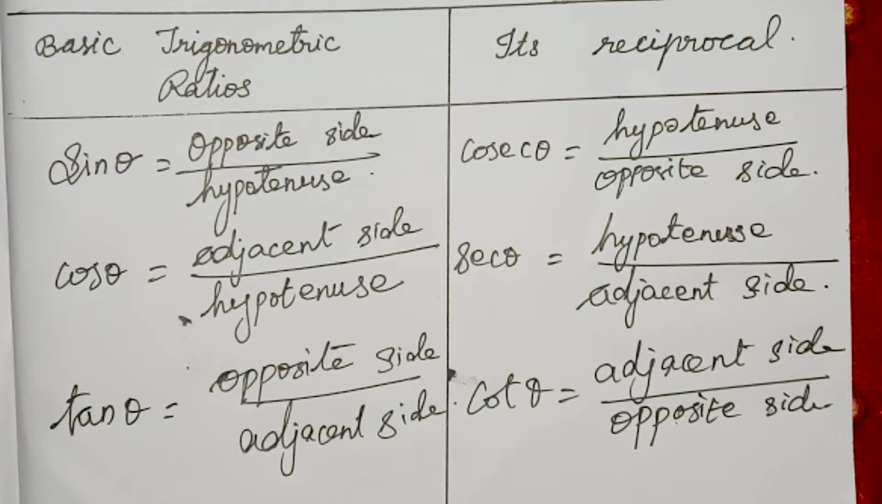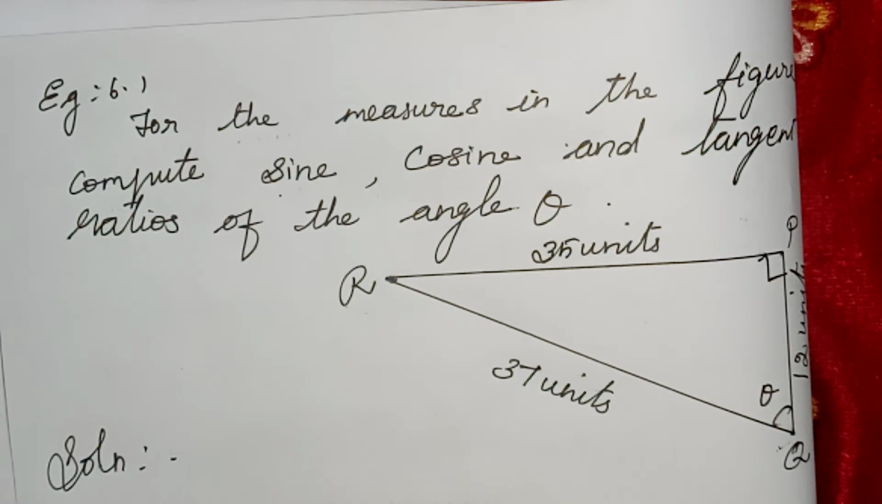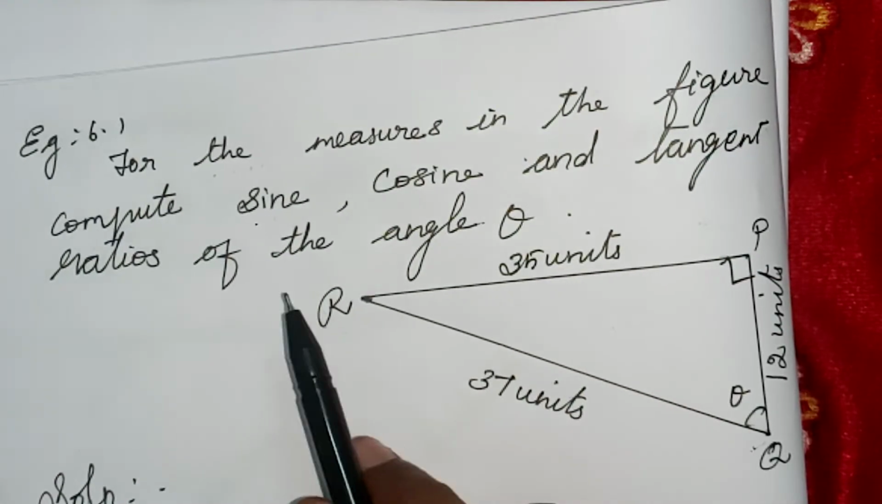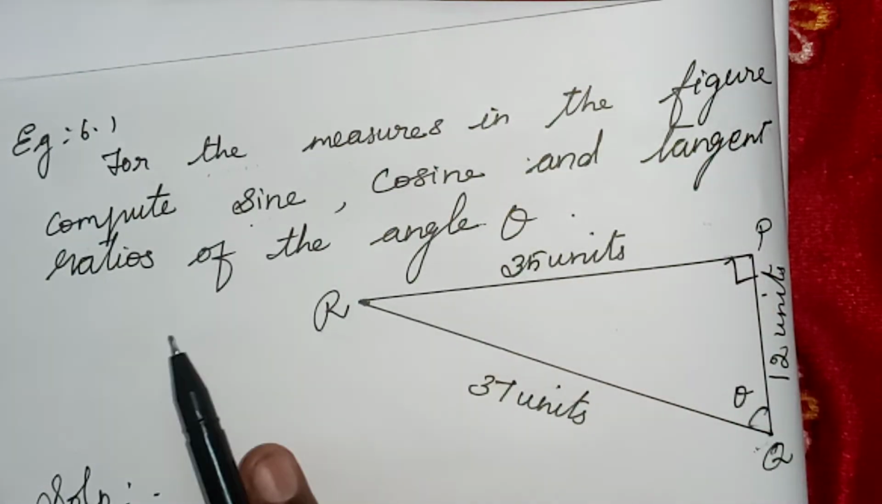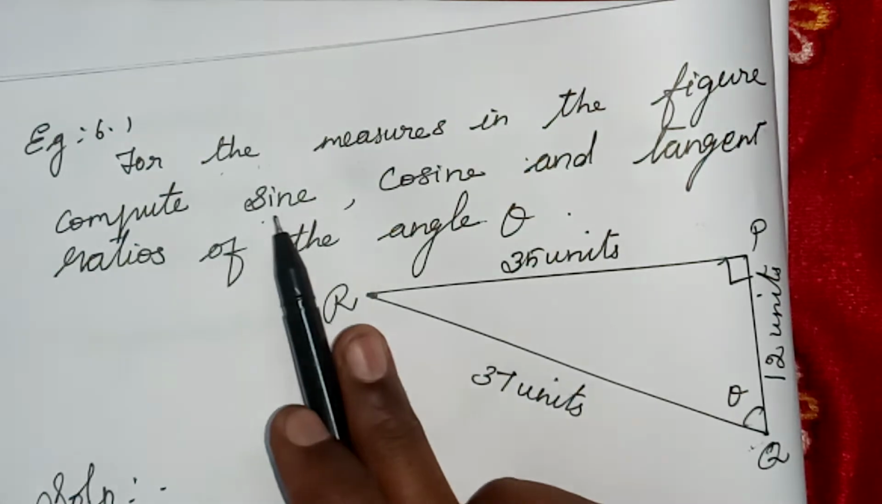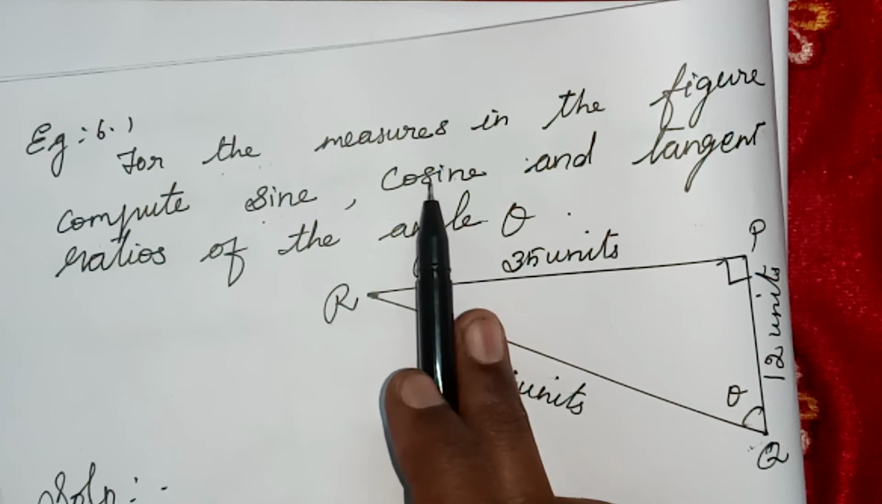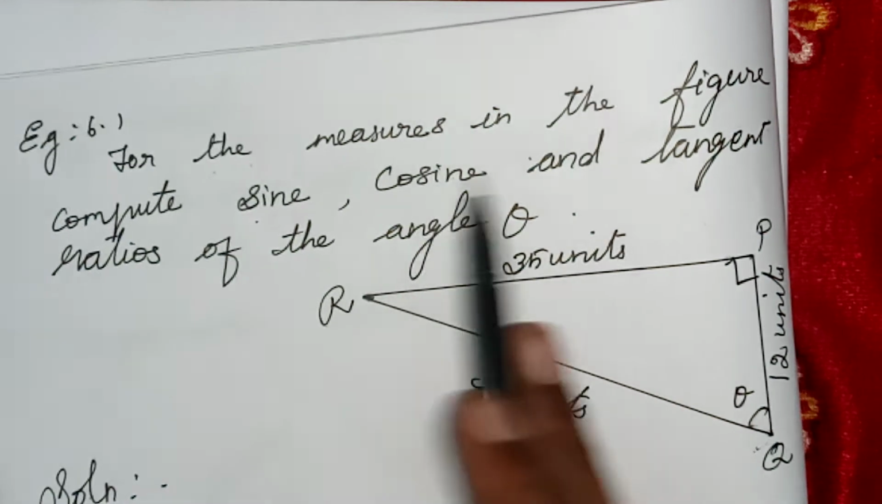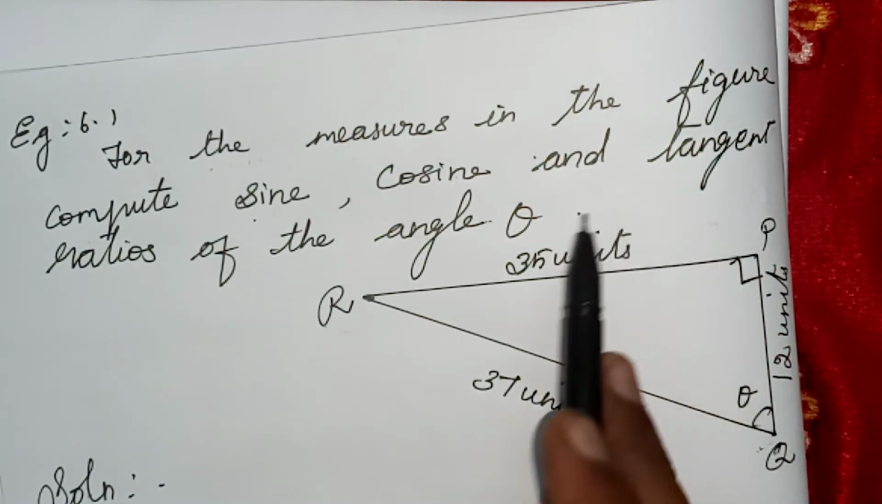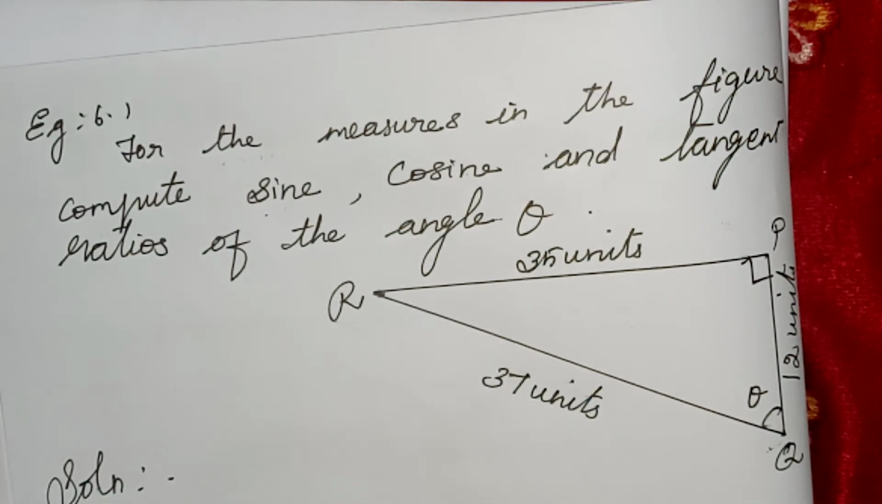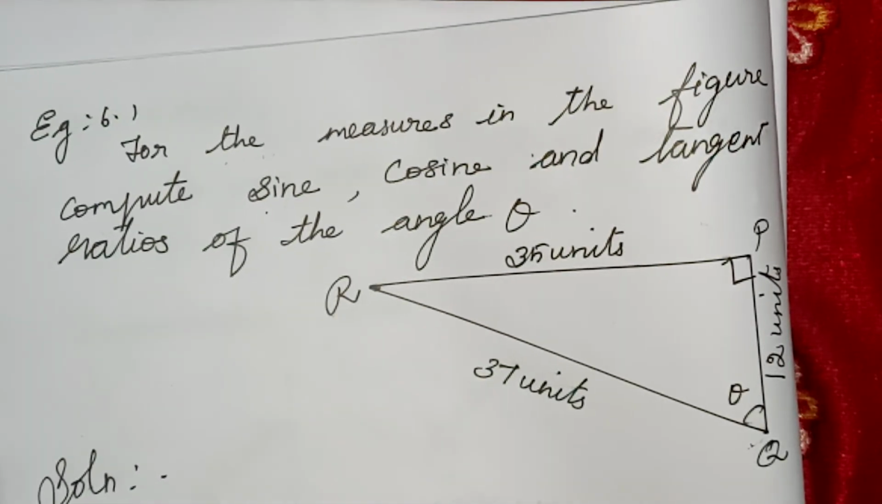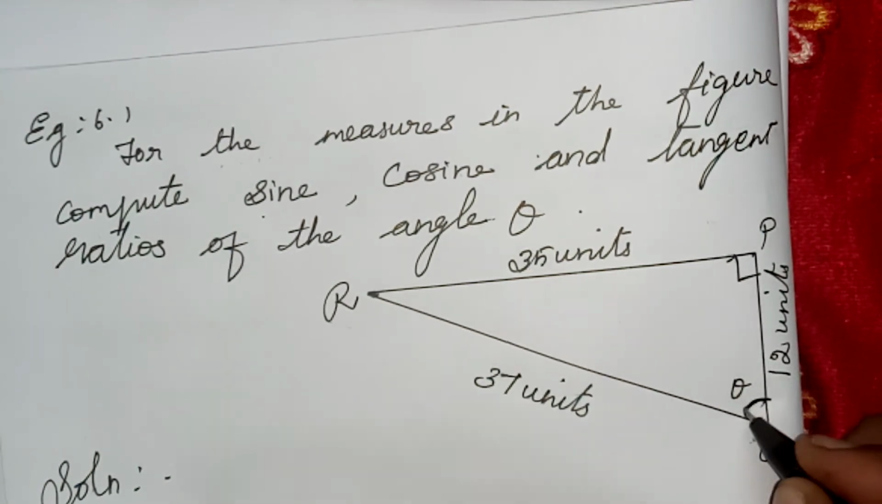Can you understand this? Okay. Now I am going to explain Example 6.1. For the measures in the figure, compute the sine, cosine, and tangent ratios of the angle theta. Cosine is short-formed as cos, and tangent as tan. Here we have to find the sine, cosine, tangent ratios of the angle theta.